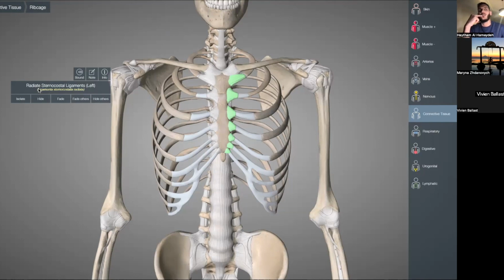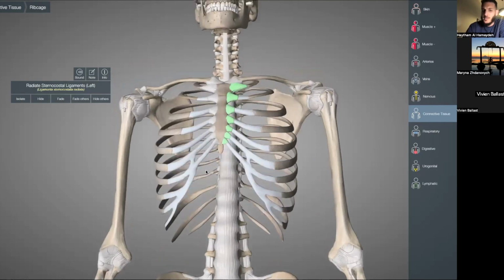True ribs, false ribs, and floating ribs. True ribs are numbers from 1st to 7. They are true because they're connected to the sternum via costal cartilage. False ribs don't articulate with the sternum, but they articulate with the costal cartilage of the rib above.